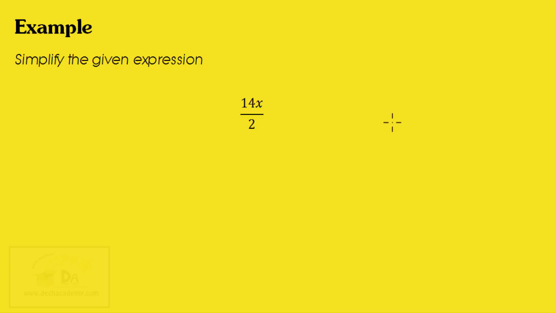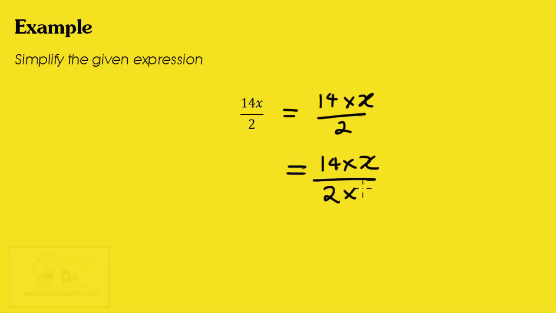Here's another example. So we need to simplify this expression. We write out the numerator, 14 times x divided by 2, which is the same thing as 14 times x divided by 2 times 1. The reason why I've written 2 in this form is so that I can have 2 terms in the numerator and 2 terms in the denominator. 2 times 1 is 2, so I haven't changed anything.